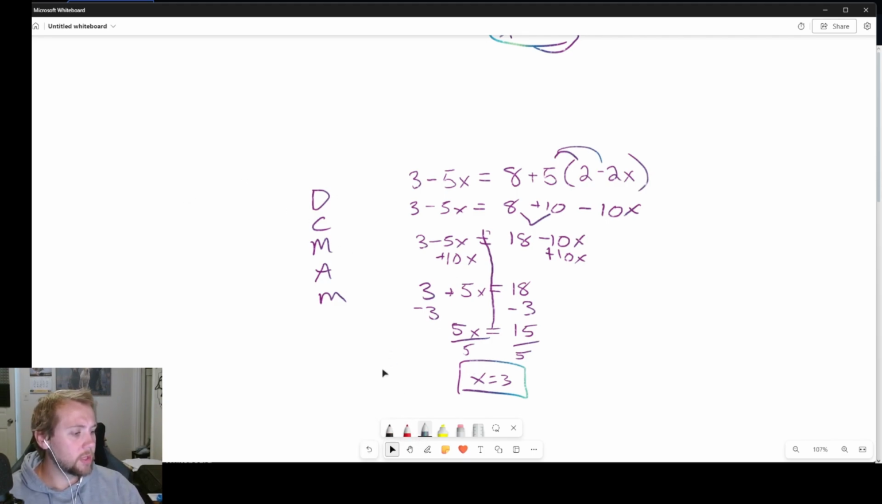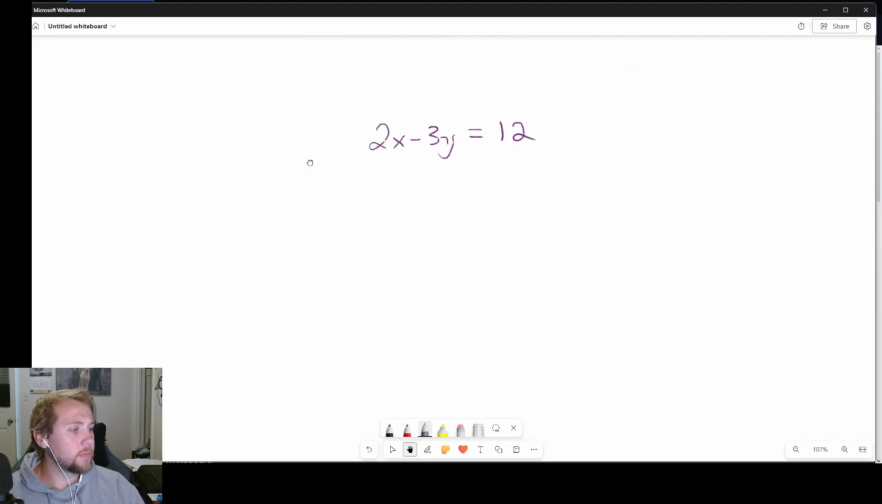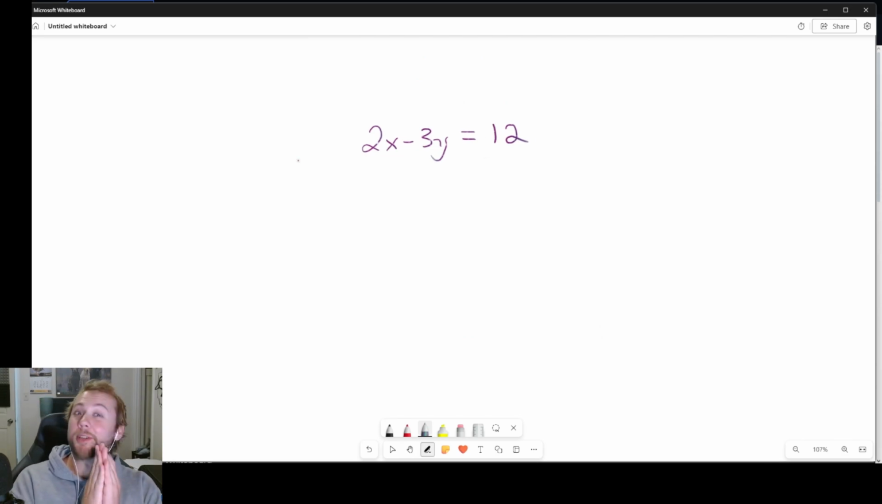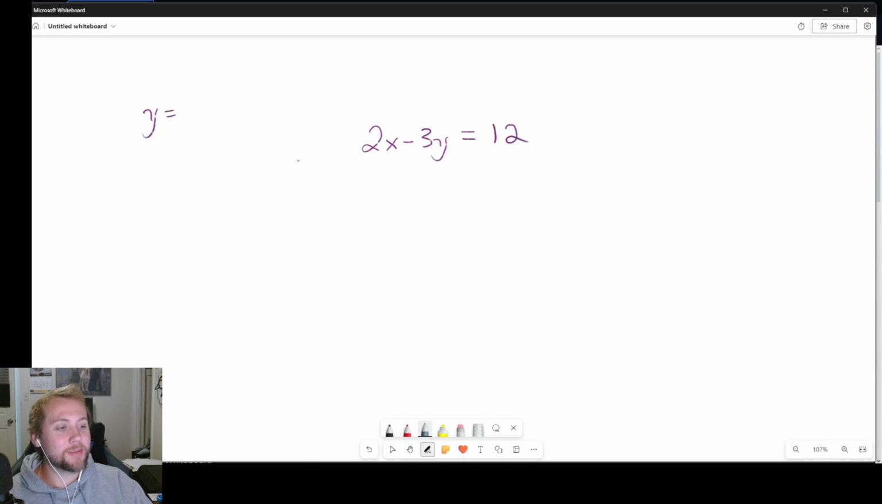Bing, bada, boom. The last thing I want to touch on is remembering slope-intercept form. Slope-intercept form is y equals mx plus b. It doesn't go away. It stays in algebra. We also have to understand how to get variables all by themselves, which you can do.